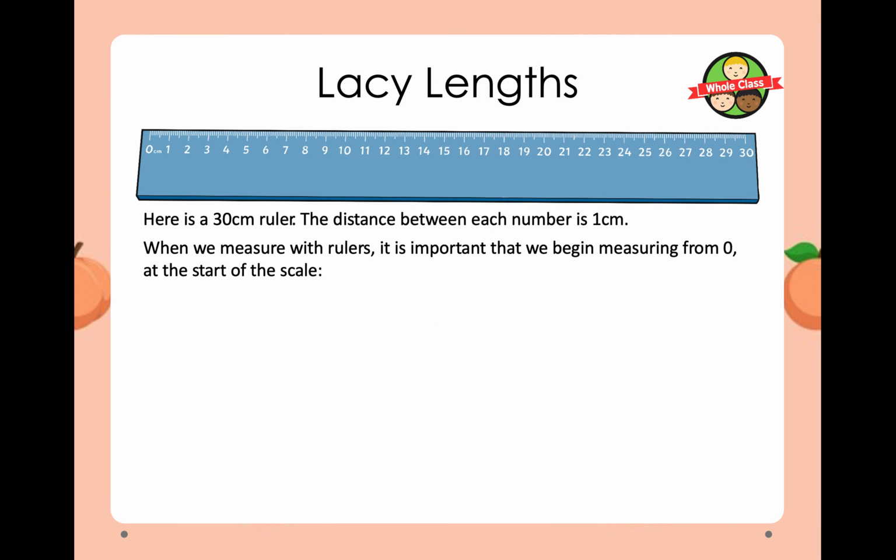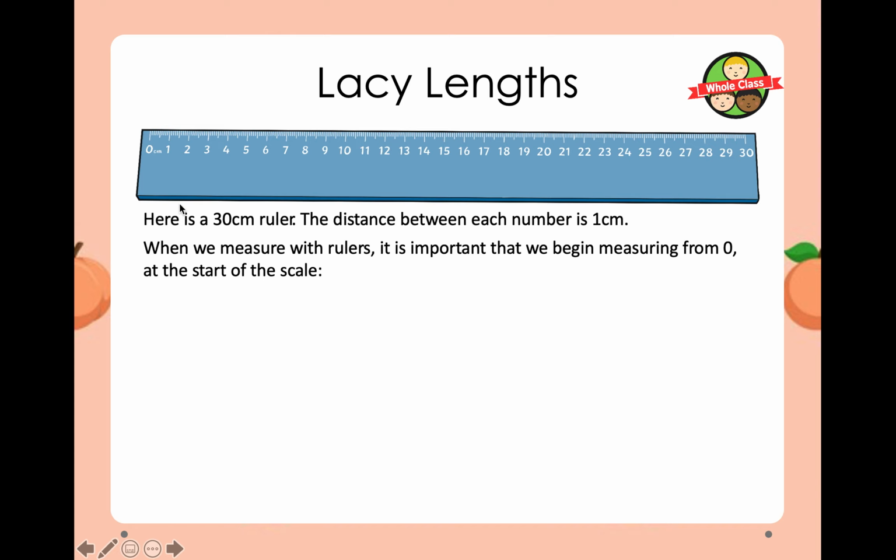Let's learn about length. Here is a 30 centimeter ruler. The distance between each number is 1 centimeter. We are going to learn how to measure using centimeters. We call this distance a centimeter.